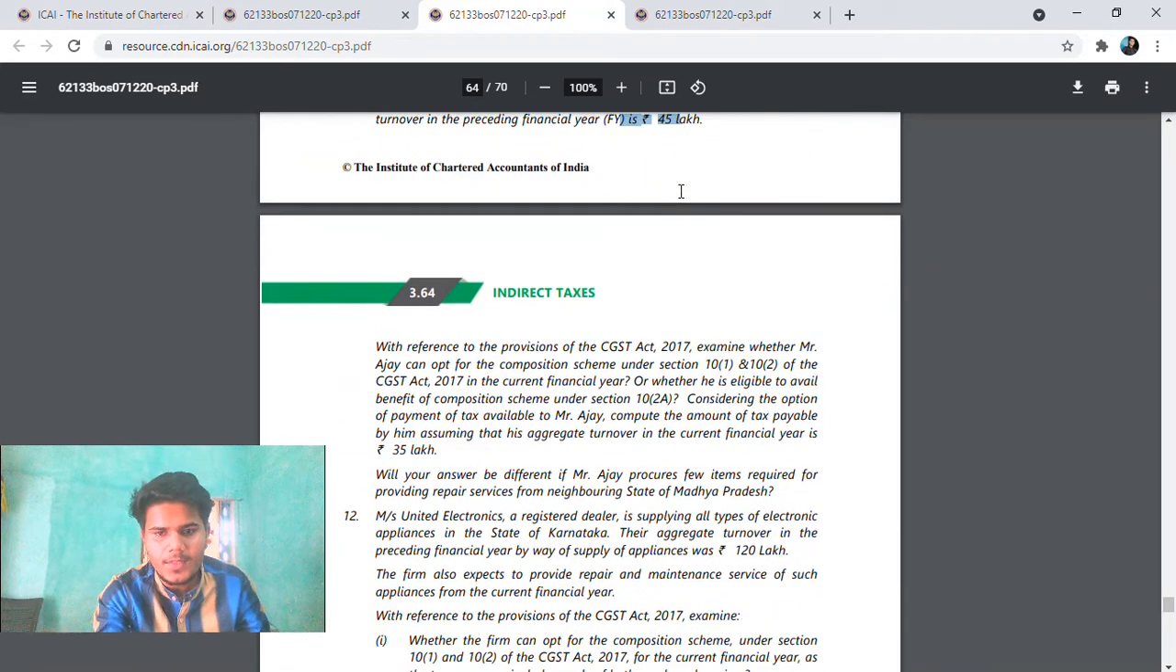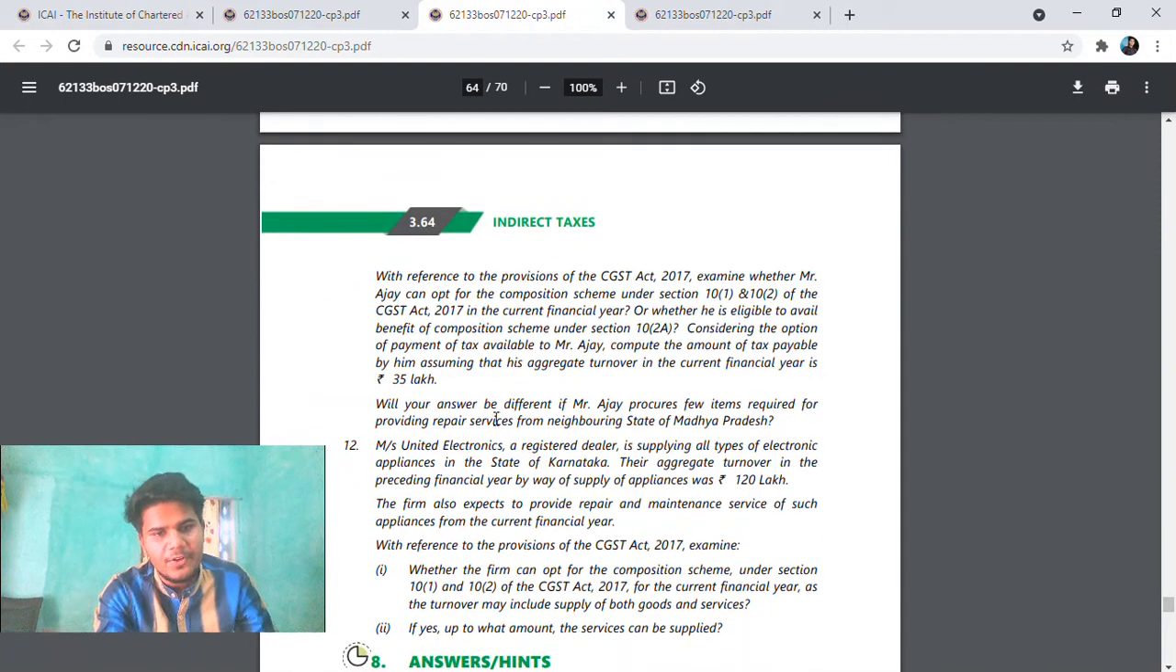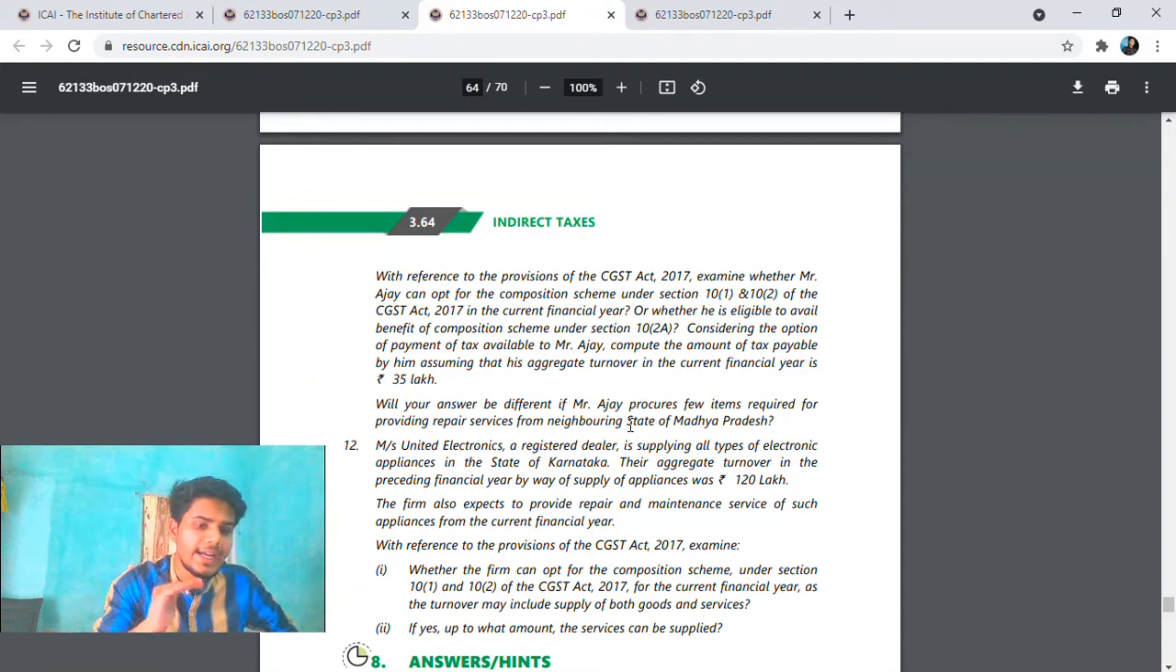Next, considering the options of payment of tax available to Mr. Ajay, compute the amount of tax payable by him, assuming aggregate turnover in the current financial year is 35 lakh rupees. So on 35 lakh rupees, he pays 3% CGST and 3% SGST. Okay. And will your answer be different if Mr. Ajay procures a few items required for providing repair service from the neighboring state? No, because a composition or presumptive dealer can't provide services or goods inter-state, but he can procure services or goods from inter-state. The condition is related to outward supply, not inward supply.